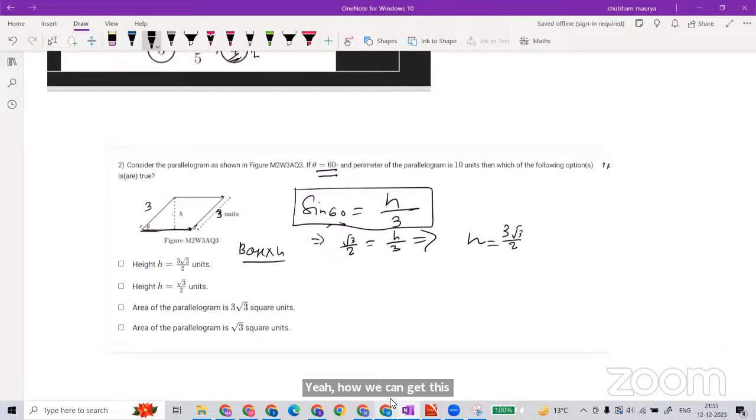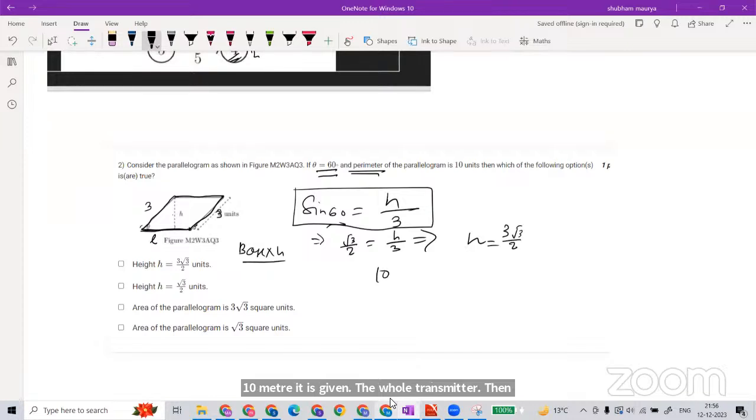Sir, we have the perimeter given in the question. Yes, so now we will use the perimeter. 2(L plus B) is the formula of perimeter. The perimeter is given as this whole, 10 meters. The whole perimeter 10 is given.